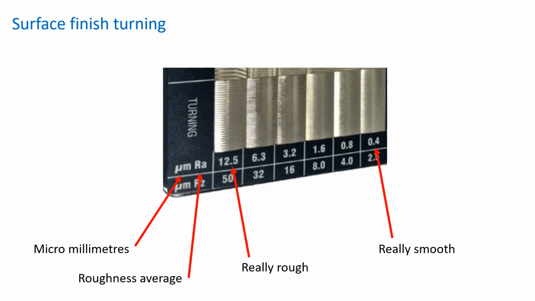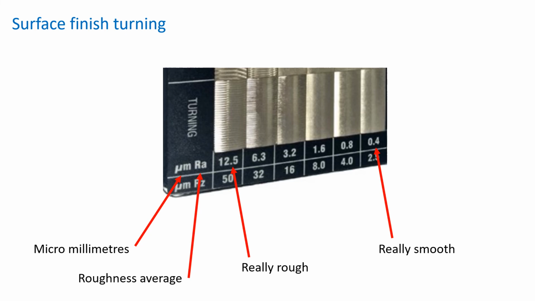What if I don't have a surface finish gauge? How do I create these surface finishes? Even if I had a surface finish gauge, how do I set my machine to give me these surface finishes? We're going to have a look at that now. In this lecture, we'll be looking at turning.